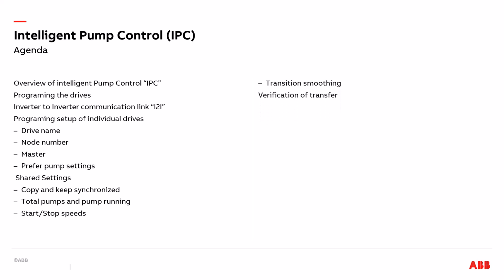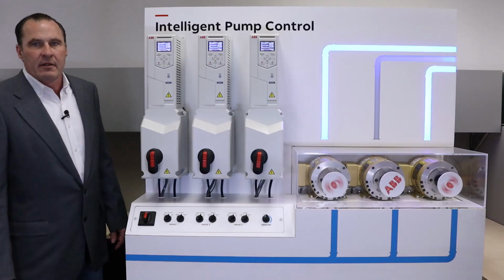We'll verify the information is being transferred. We'll do the PID setup, and we'll look at parameter groups 76 and 77. We'll do a running example. We'll do a fault example. Now let's go on to a review of what intelligent pump control is.